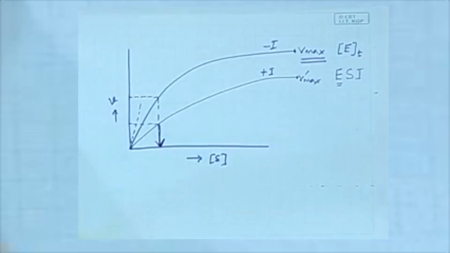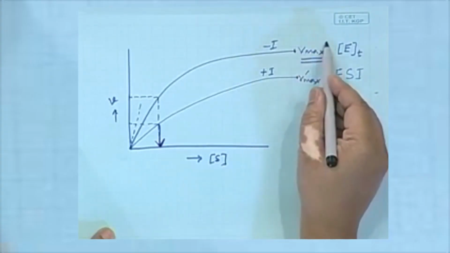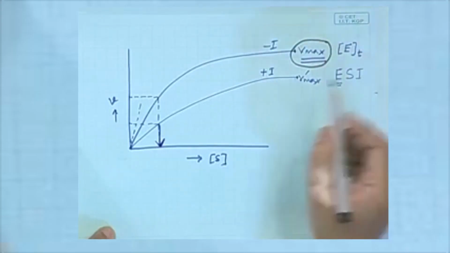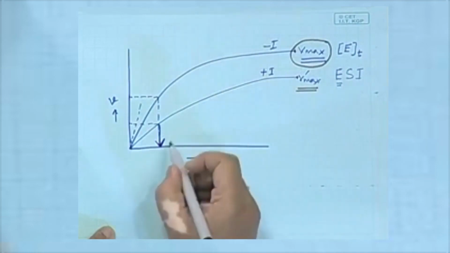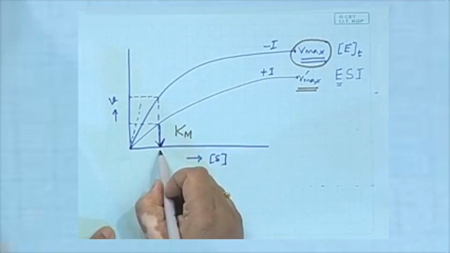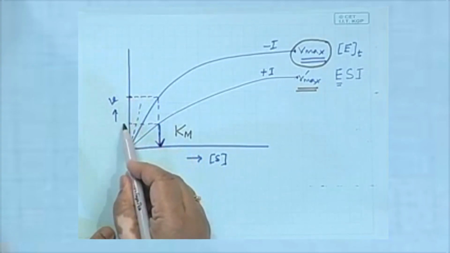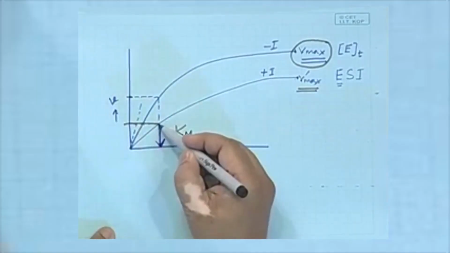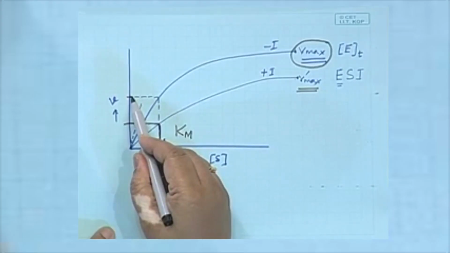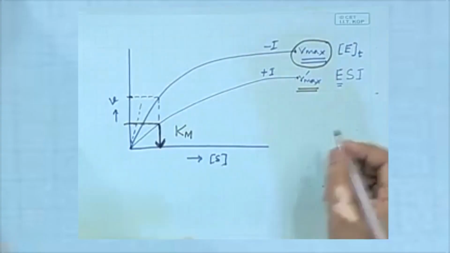So what happens in this case is that the Vmax that could be attained for an uninhibited enzyme is not reached, but the Km value, which is what? Half of the Vmax and half of this Vmax. So this is where we have the inhibitor, this is where we have no inhibitor. So this is usually the same.